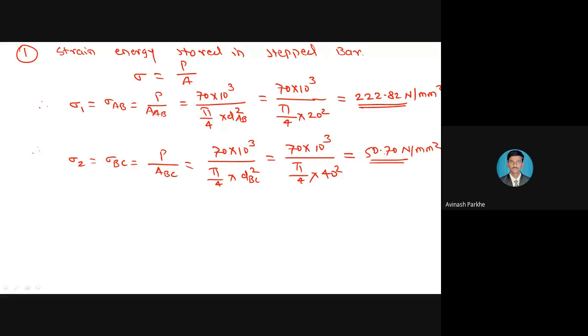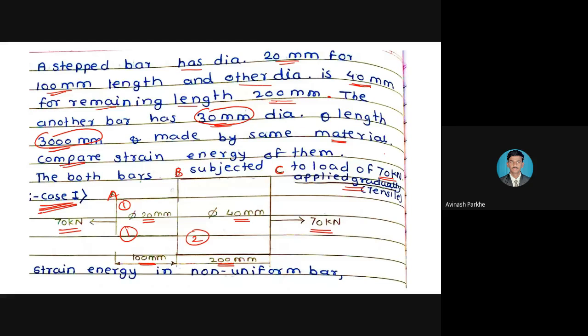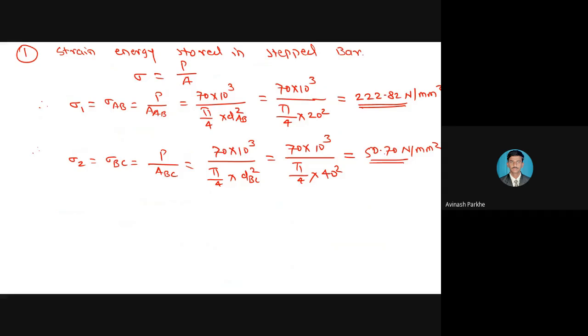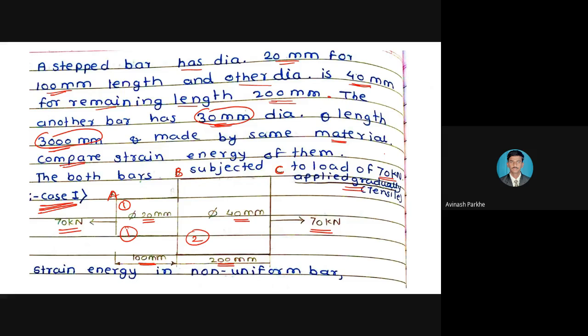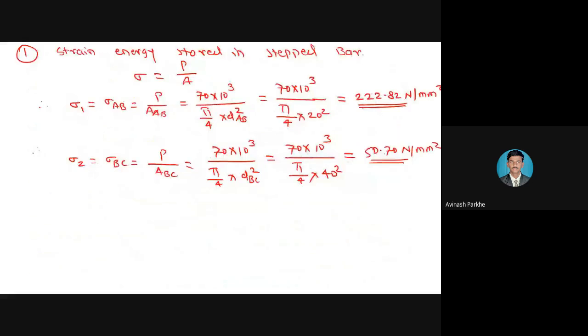You can see 222.82 is the stress induced in section number 1, where the area is minimum. In section number 1, the diameter is 20 mm. If the diameter is 20 mm, the cross-sectional area is also minimum, therefore you get the maximum stress. But in the second section, you get the stress 50.70. Why? Because the area is maximum, as the diameter is 40 mm, so the cross-sectional area is also maximum. Therefore the concept is applicable here too: stress is minimum where area is maximum, and stress is maximum where area is minimum.